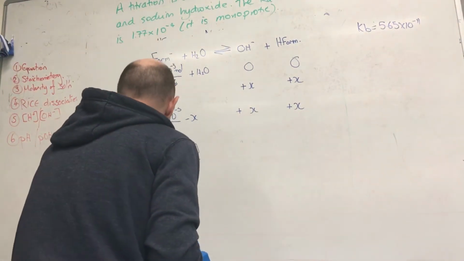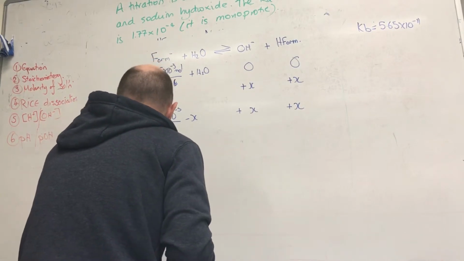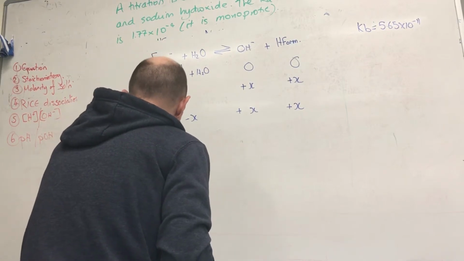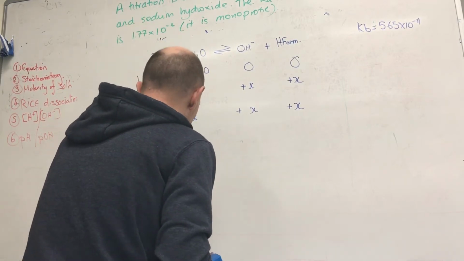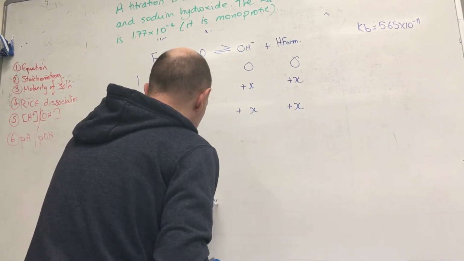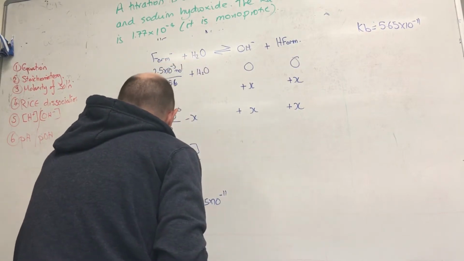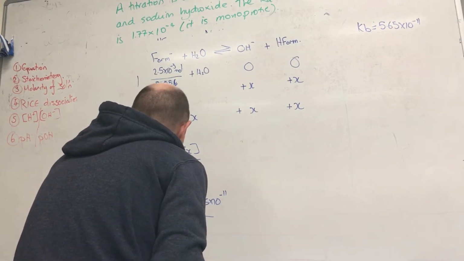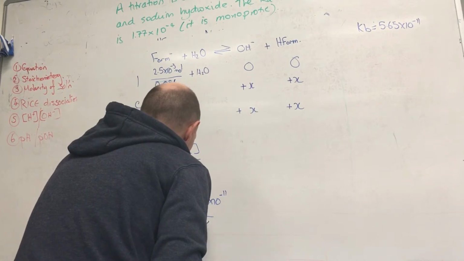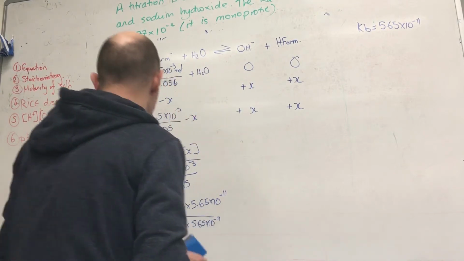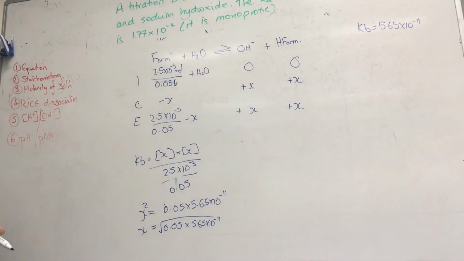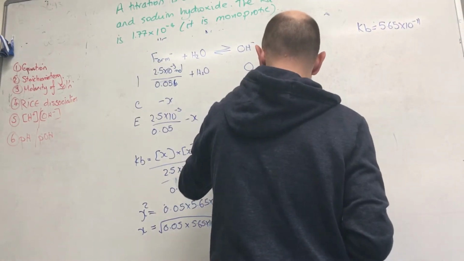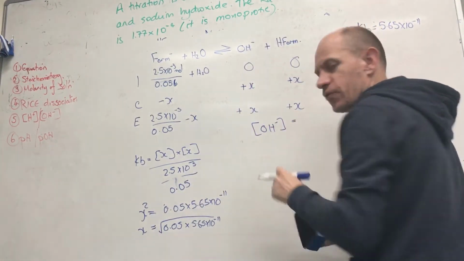0.05, right. So we're saying that x squared is equal to 0.05 multiplied by 5.65 times 10 to the minus 11, and the square root of that will be equal to x. So 0.05 times 5.65 times 10 to the minus 11, square rooted, will give us x. And that will give us our concentration of OH minus. And what's that equal to?